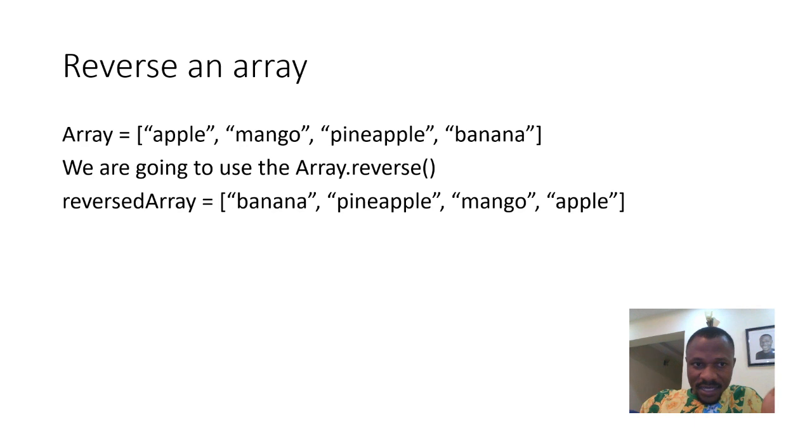In this place, I have an array of fruits: apple, mango, pineapple, and banana. So we're going to be making use of the JavaScript reverse function. So we're going to have array.reverse, which will reverse the fruits. So banana, pineapple, mango, and apple.